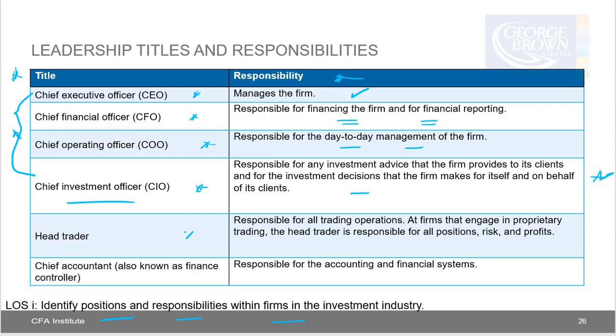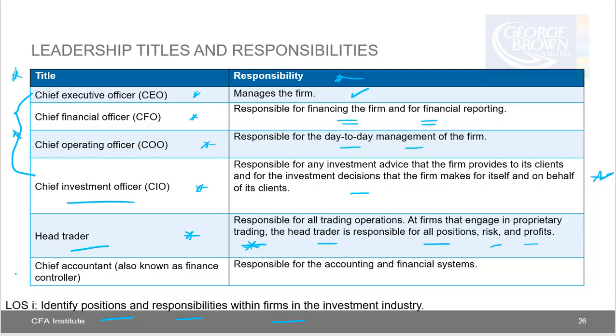If it's a larger firm, then of course you'll find a role title of head trader, and the head trader is responsible for all trading operations. At firms that engage in proprietary trading, the head trader is also responsible for all positions, risk, and profit. Proprietary trading means trading on your own accounts, and you do that for profit. So the head trader is responsible for the positions, the risks, and the profit.